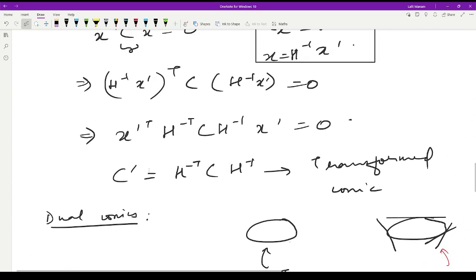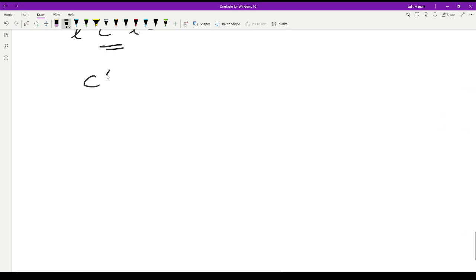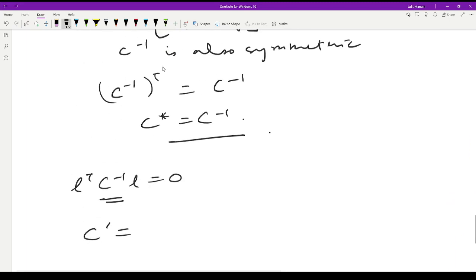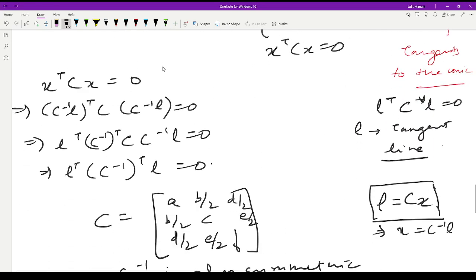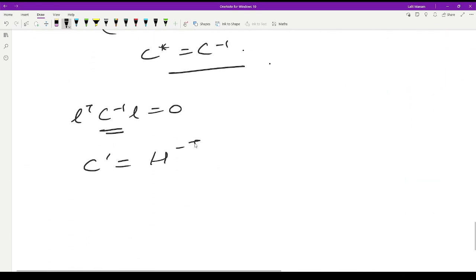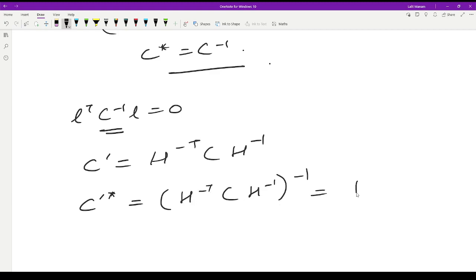Given that we have the transformed conic, the original conic like this, which is H inverse transpose C into H inverse, our dual conic C dash star is the inverse of this, which is H C inverse H transpose, right? So it's just a matrix multiplication now.